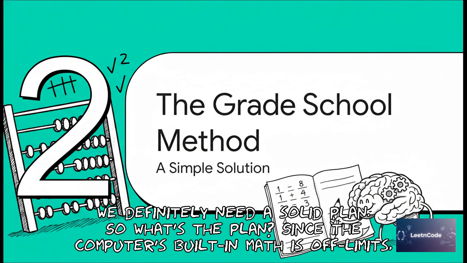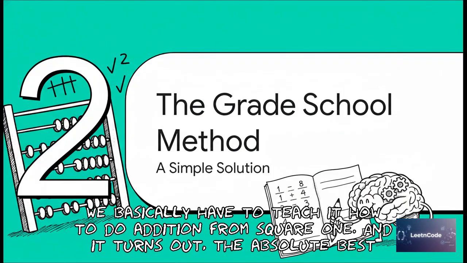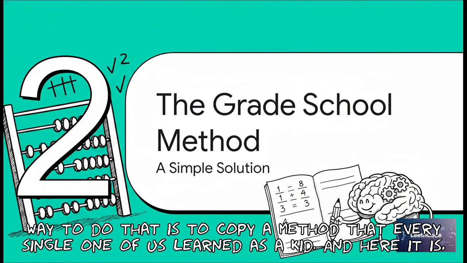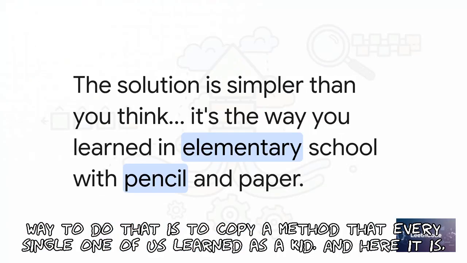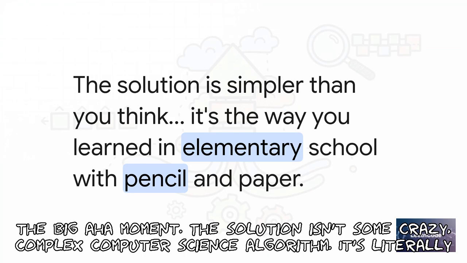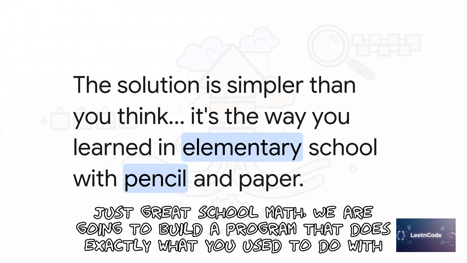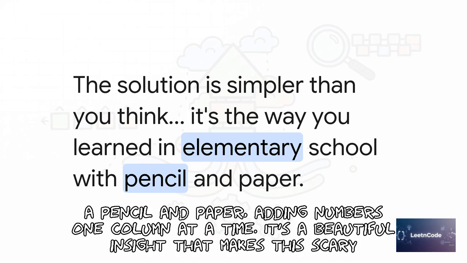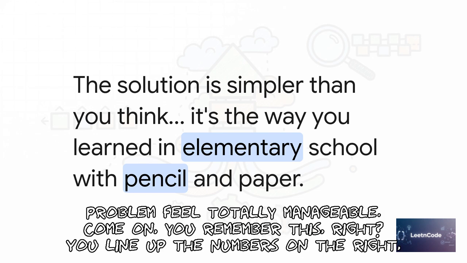So, what's the plan? Since the computer's built-in math is off-limits, we basically have to teach it how to do addition from square one. And it turns out, the absolute best way to do that is to copy a method that every single one of us learned as a kid. And here it is, the big aha moment. The solution isn't some crazy, complex computer science algorithm. It's literally just grade school math. We are going to build a program that does exactly what you used to do with a pencil and paper, adding numbers one column at a time. It's a beautiful insight that makes this scary problem feel totally manageable.